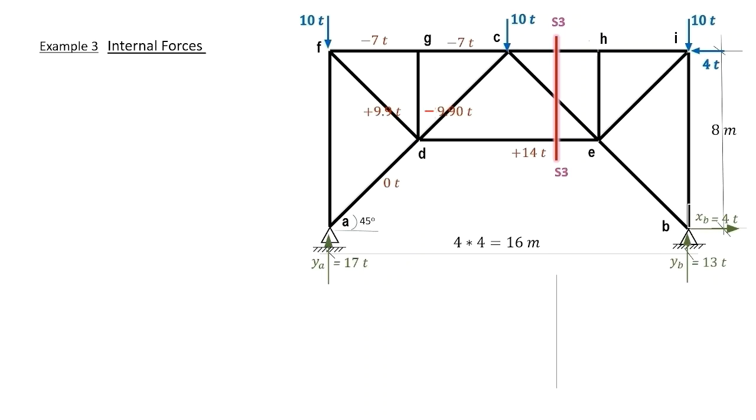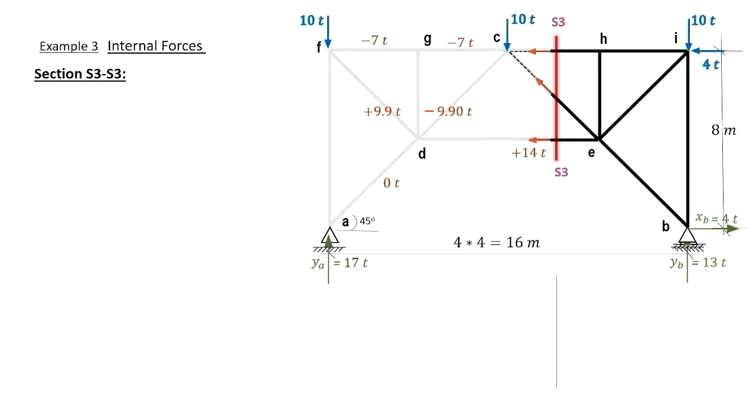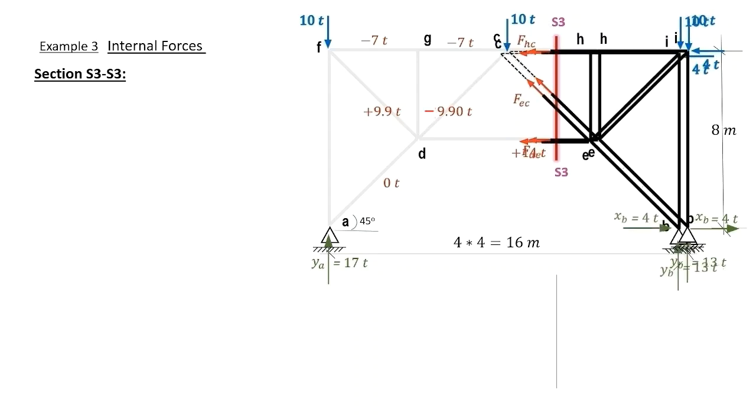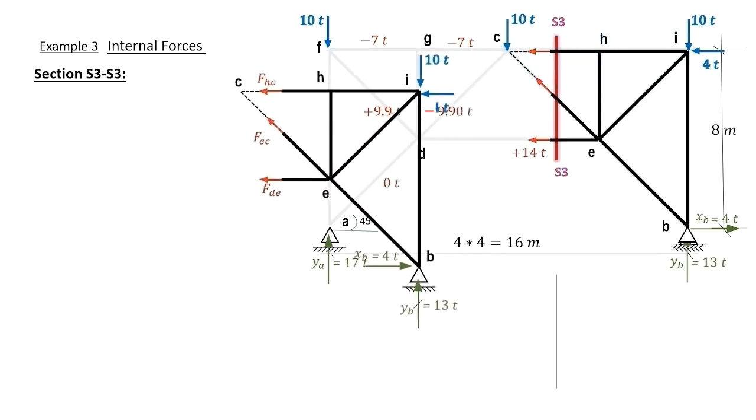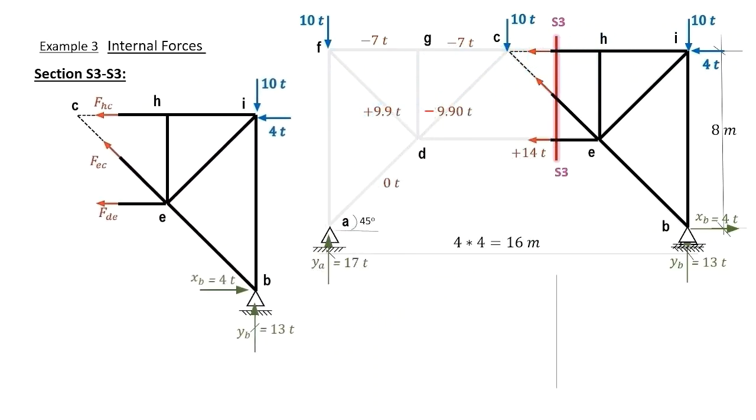We proceed with a third cut, S3, as shown on the diagram. And we consider the internal forces of the members that had a cut. We extract the right part to have our computations. And we analyze the force in AC into its vertical and horizontal components.